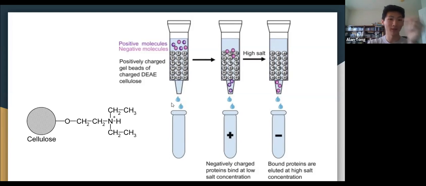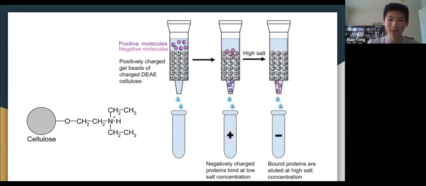Why? Because plus and minus attract. Exactly. If your column is packed full of these beads that are positively charged, then it's going to attract all the negative proteins, and the positive ones are going to be repelled. They're going to be like, get the hell away from me, and the positive ones are going to go down. So when you pour your solution inside this positive bead column, then your positive ones are going to be flowing through.